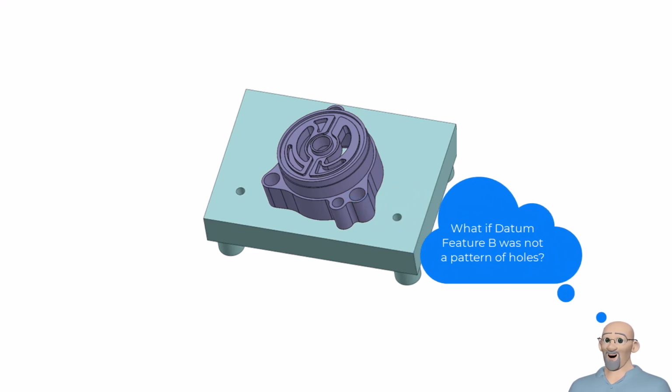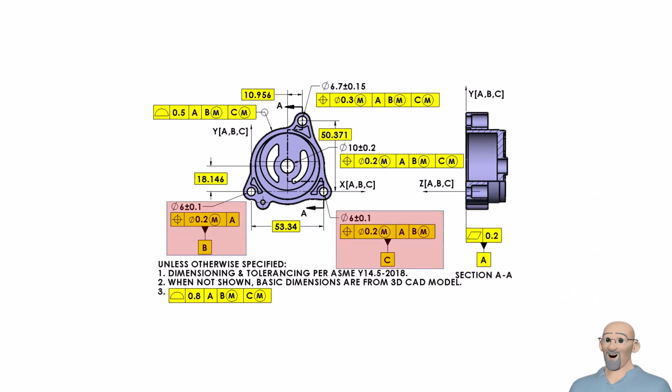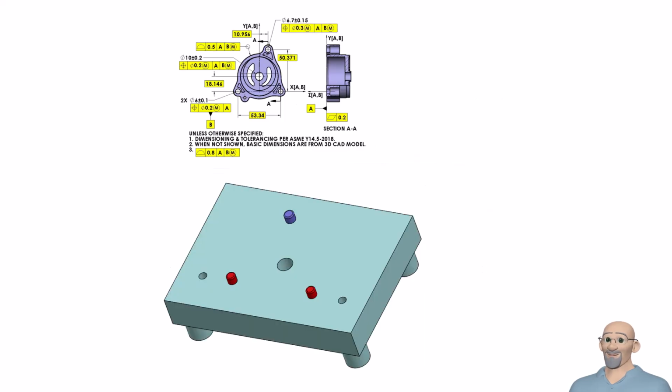You may be thinking, what if datum feature B was not a pattern of holes, but instead one hole was datum feature B and one hole was datum feature C? Well, because of the MMB modifier, that would be applied to B and C. It would not change the way the part fits on the simulator, so you could make this change with no consequence. Let's take this one step further.